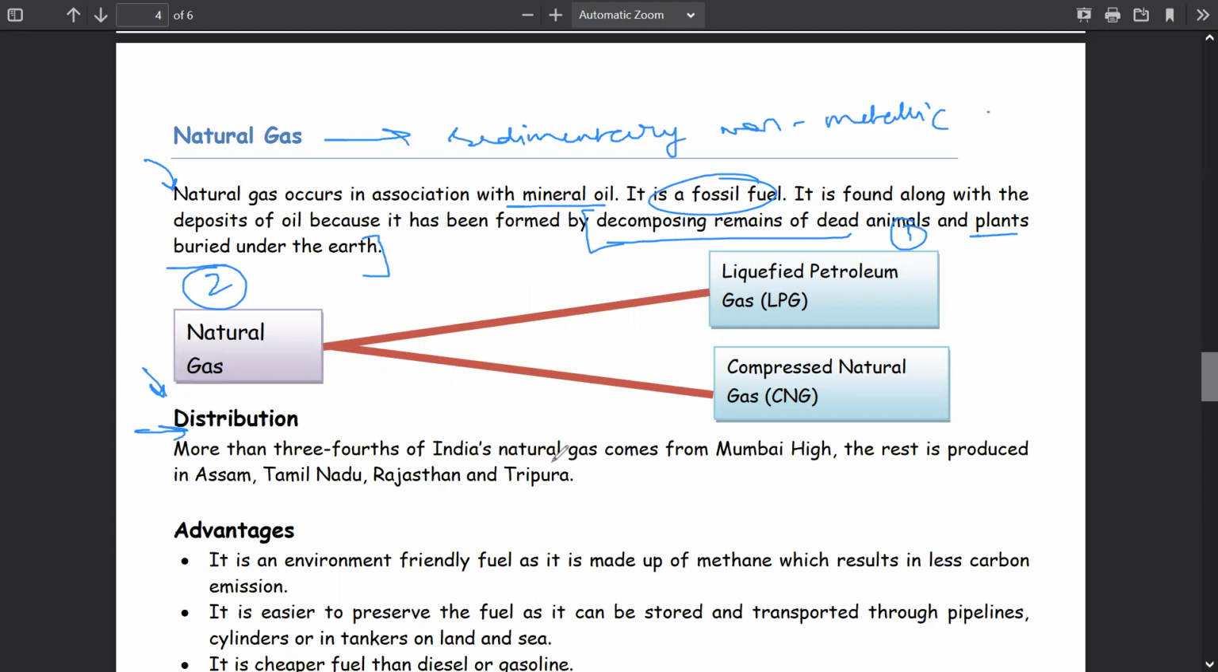Distribution. More than 3/4 of India's natural gas comes from Mumbai High. The rest is produced in Assam, Tamil Nadu, Rajasthan, and Tripura. Just remember 2 states. Okay, let's look at the advantages of natural gas.